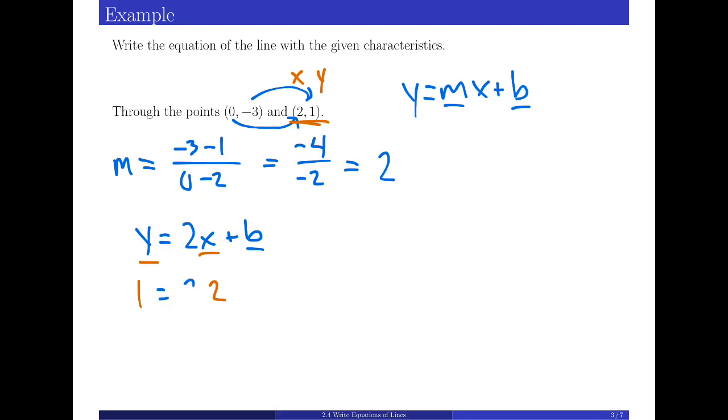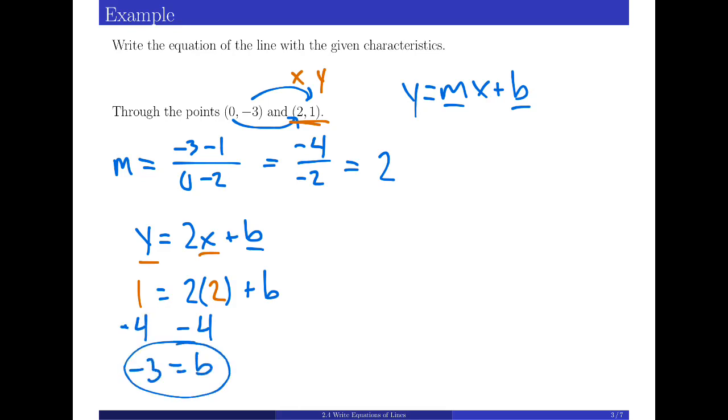So we have 1 equals 2 times 2, that x coordinate, plus b. And now we can solve for b. So 2 times 2 is going to be 4, so subtract 4 from both sides. And we get -3 is b, so our y-intercept is -3. So back to filling that in here. y equals 2x, the slope that we found, minus 3, since it's a negative 3.